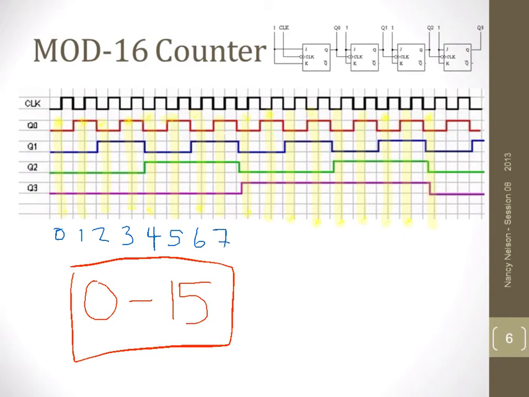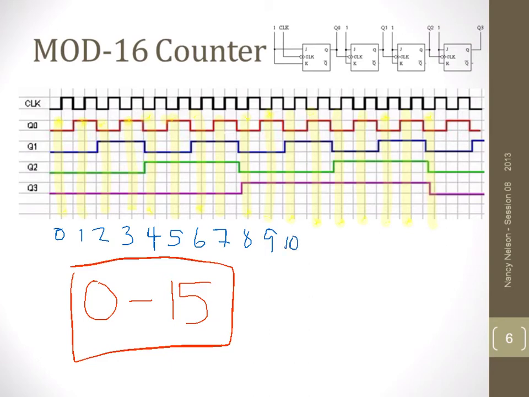So it looks like we have an up counter. Let's keep going, see if we get all the way to 15. We have 1, 0, 0, 0, which is 8. We have 1, 0, 0, 1, which is 9. We have 1, 0, 1, 0, which is 10. Looking good for that up counter.